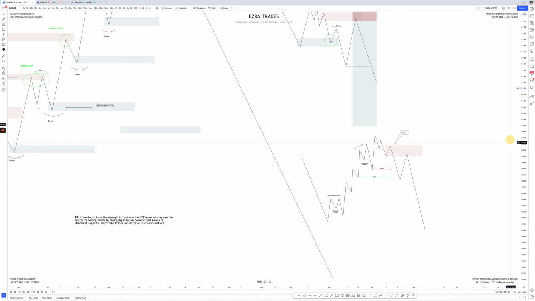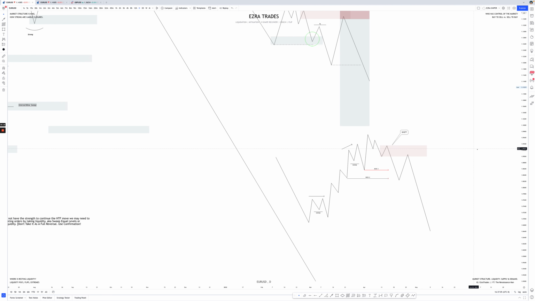Let me zoom in just so you can see what I'm talking about, because I know that my screen's pretty big. If you're on your phone, it's going to be a little hard to see this, right?